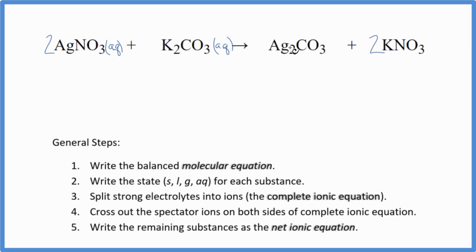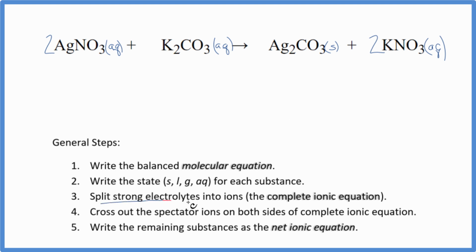But when I see something like silver with the carbonate, I know that that's going to be insoluble, so it won't dissolve. I write S. These react and it falls to the bottom of the test tube, a precipitation reaction. And then nitrates, again, very soluble. So these are the states for our net ionic equation.